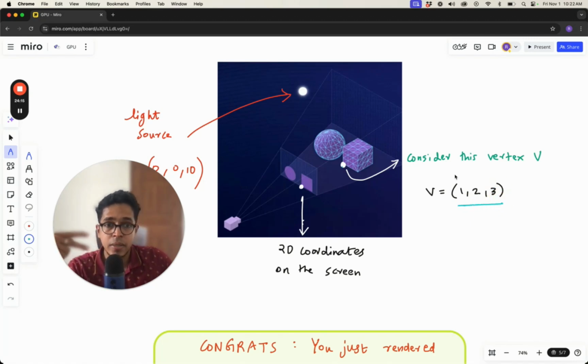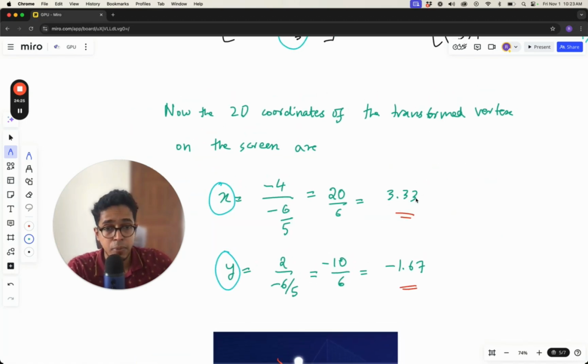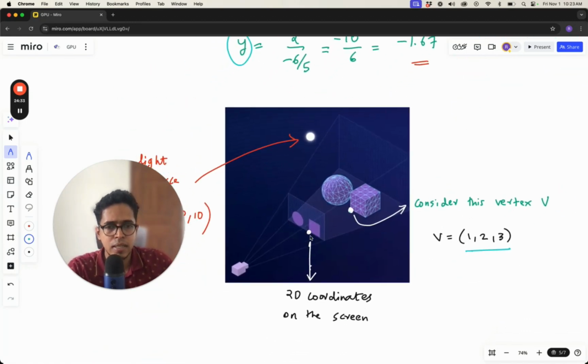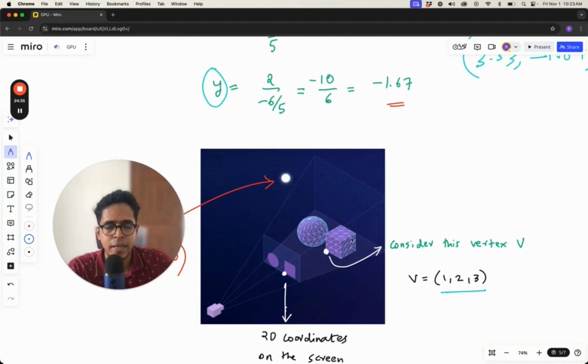So this will tell you that if this vertex in the 3D scene belongs to one particular position after the two transformations, which are rotation and scaling, with respect to the camera, it will appear somewhere like this. And this on your screen is the coordinate, which is 3.33, minus 1.67.